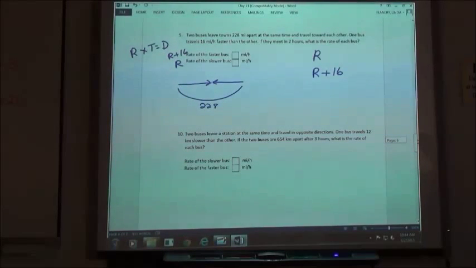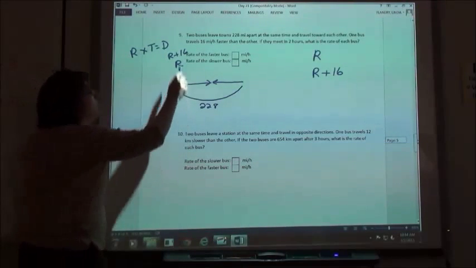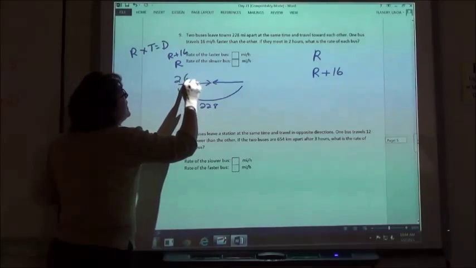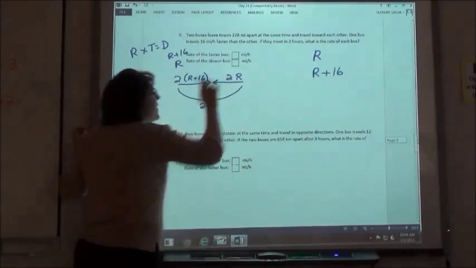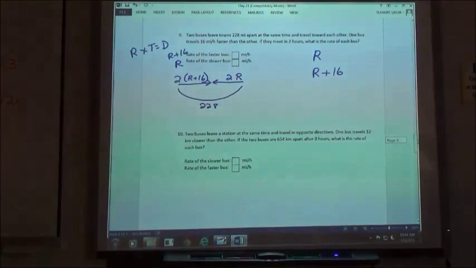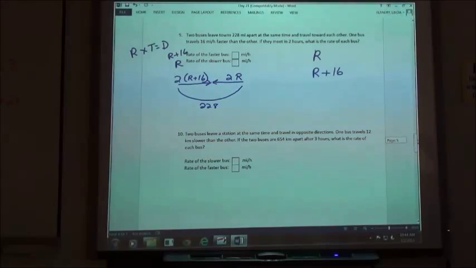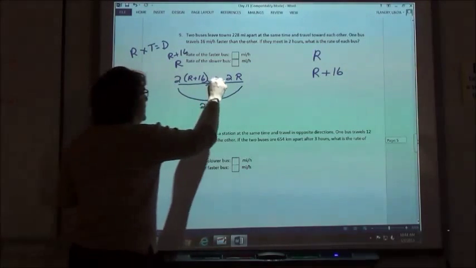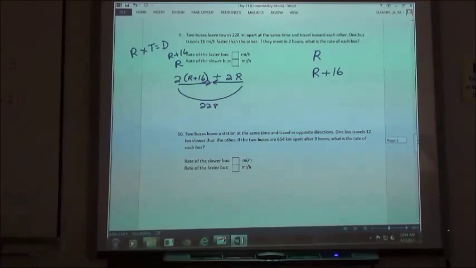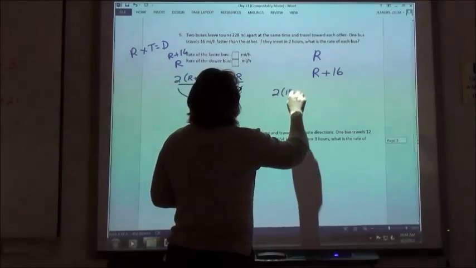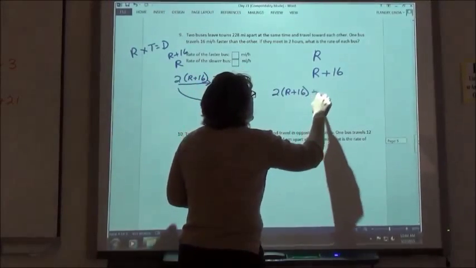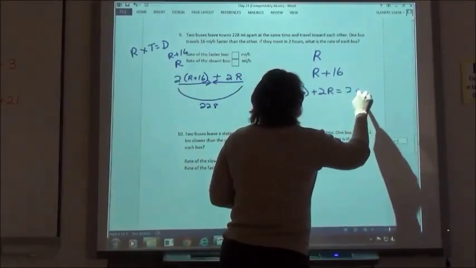The time, they both meet in 2 hours. That means one went for 2 hours and the other one went for 2 hours. So this one is going to go for 2 hours at r plus 16, and this one's going to go for 2 hours at the rate of r. Rate times time equals their distances. If I add the 2 distances together, I should get the 228 miles that they are apart, right? So 2 times (r plus 16) plus 2r is going to equal 228.